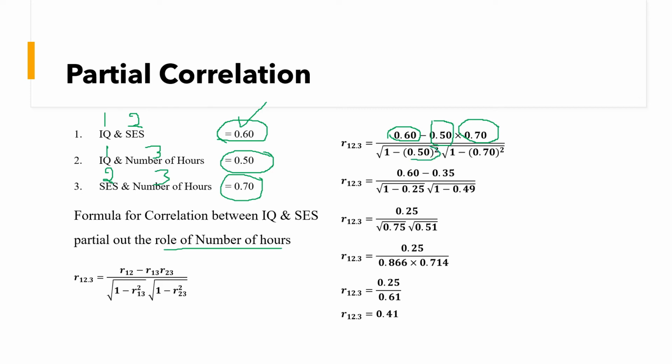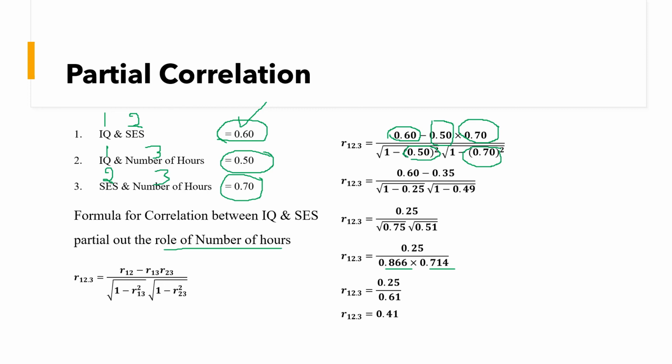So 0.50 and 0.70 squared. Okay, so 0.6 minus 0.5 multiplied by 0.7, which is 0.35, and 1 minus 0.5 squared is 0.75, and 0.7 squared is 0.49, so 1 minus that is 0.51. The numerator is the difference 0.60 minus 0.35, which is 0.25. The square root of 0.75 is 0.866, and 0.714 is the square root of 0.51. So finally 0.25 divided by 0.61.